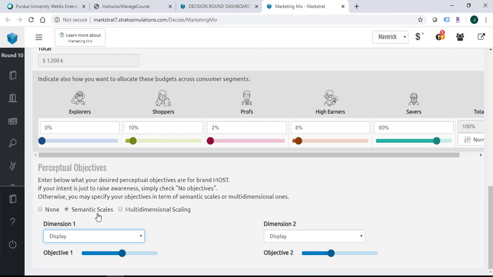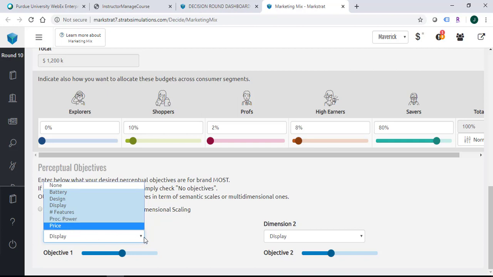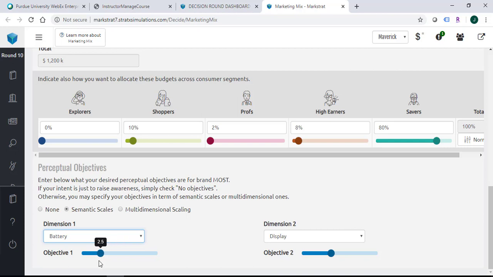If you choose a semantic scale, then you choose the perceptual objectives based on the 5 features. You can click this one, and you have battery, design, display, number of features, processing power, and the price. You choose each feature and you move the number between 1 and 5. Where did you get those numbers? You can get those numbers from a semantic scale study. I will show you in another video how to obtain all this information.